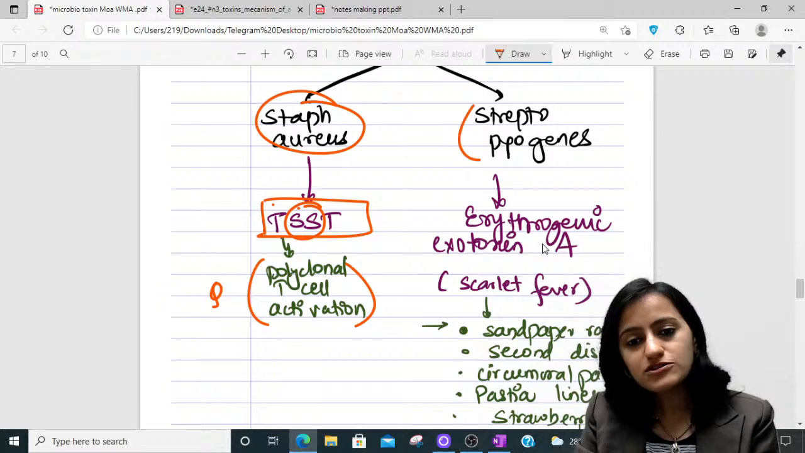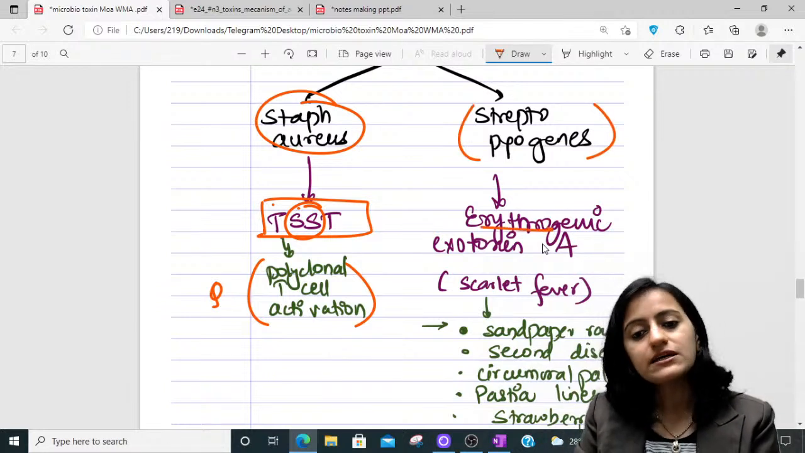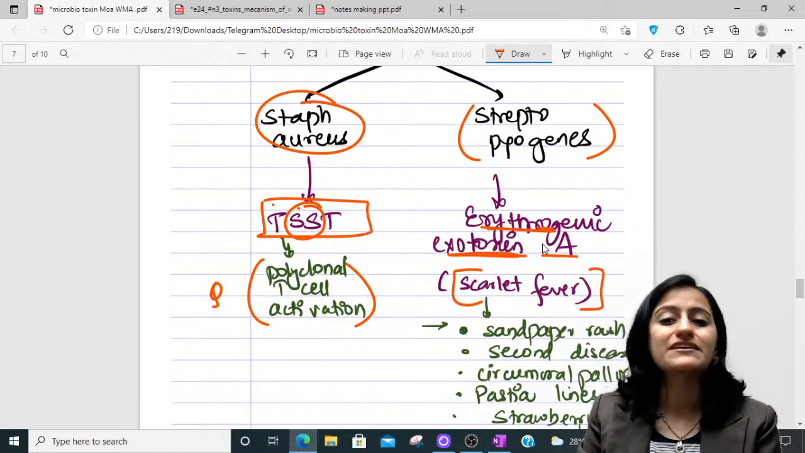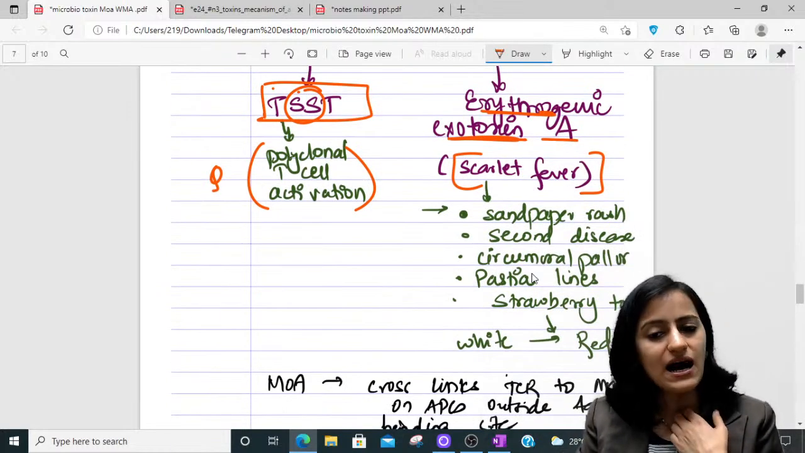Also your Streptococcus pyogenes. Which toxin is super antigen? It is your erythrogenic exotoxin A, which causes your scarlet fever. Some important points about scarlet fever.